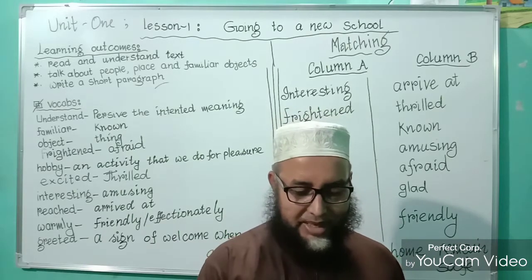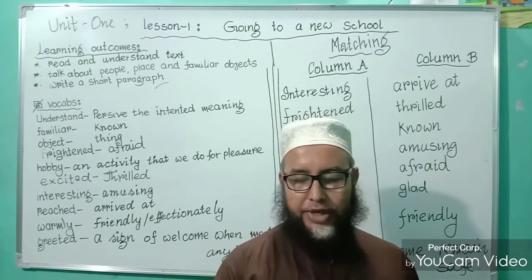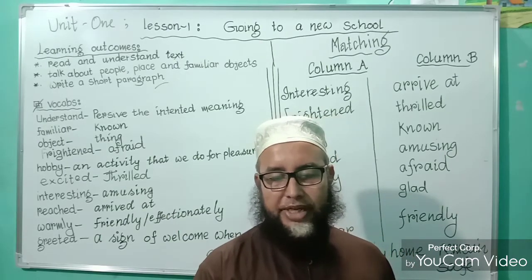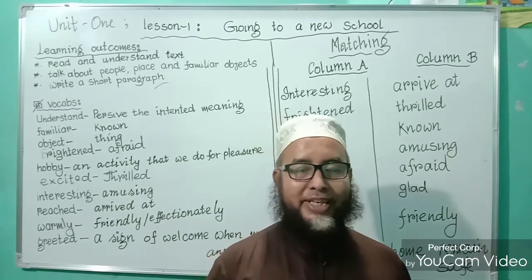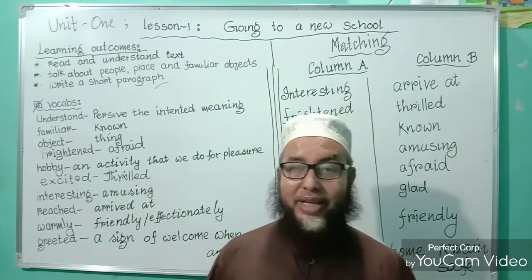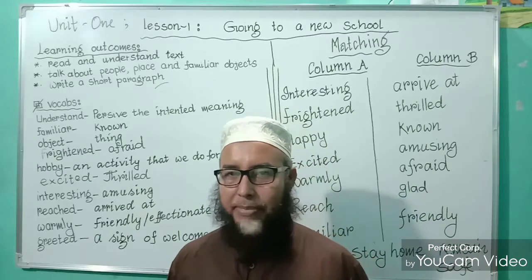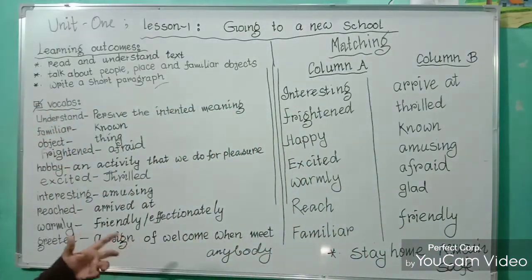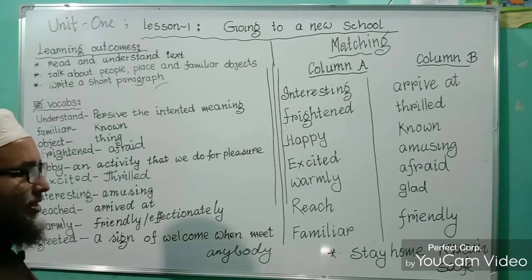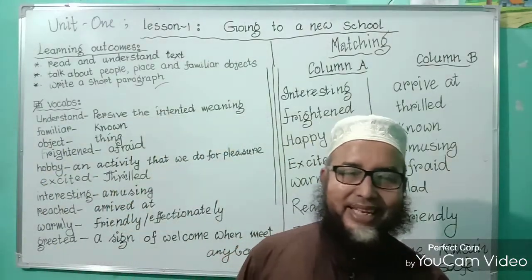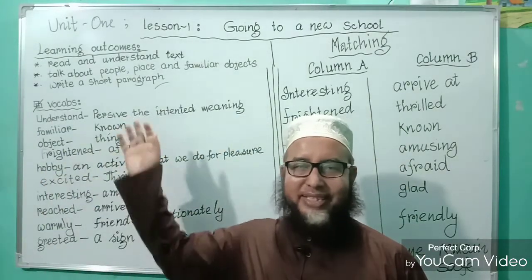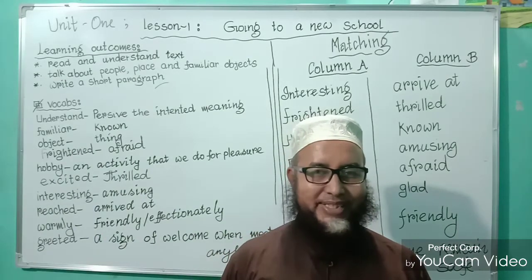Okay, dear. If we can finish reading the book, we will be able to learn many things. That means our learning outcomes will be, after we have studied, we will be able to write, read and understand text, talk about people, places and familiar objects, and we'll be able to write a short paragraph. So we'll have to study this lesson very nicely because all these are very important for the English language.